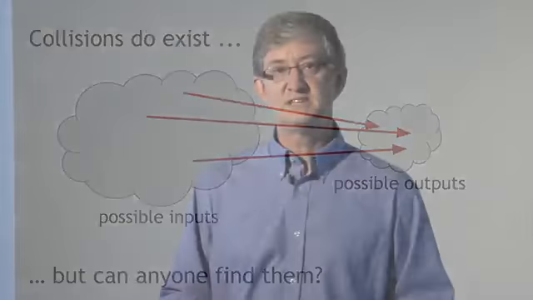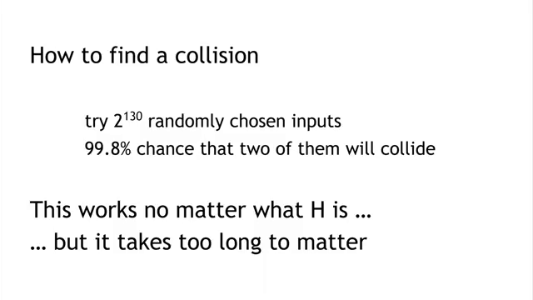Okay. Now, to make things even worse, I said that it has to be impossible to find a collision. Let me tell you how to find a collision, because there's a method that's guaranteed to work. And the method works like this, that we're going to pick 2 to the 130 randomly chosen inputs over on the left cloud of that previous diagram. And if we pick those 2 to the 130 randomly chosen inputs, it turns out there's a 99.8% chance that at least 2 of them are going to collide. And so this is a very simple method for finding a collision. It works no matter what the hash function is, but of course the problem is that this takes a very, very long time to do. You have to compute the hash function 2 to the 130 times, and that's of course an astronomical number. This method works no matter which hash function we're using.